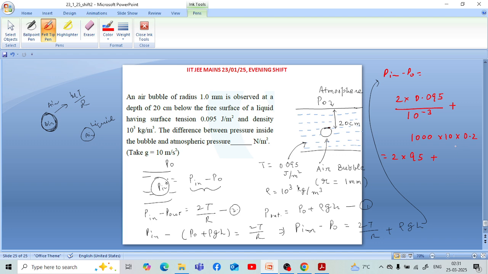2000. So in this way, we get this value as 190 plus 2000, which becomes 2190. So this value becomes 2190 Newton per meter square. So 2190 Newton per meter square is the final answer.